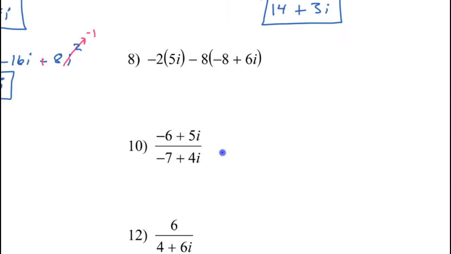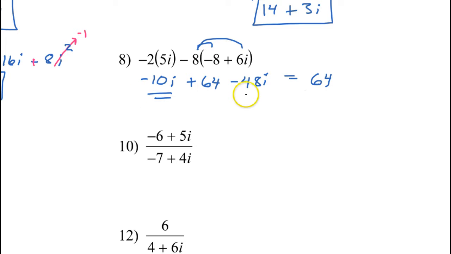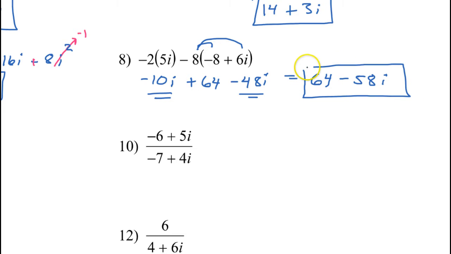Okay, for number 8, first I have negative 2 times 5i, so that's negative 10i. Okay, I need to do a little distributive property right here. So that's going to be positive 64. And then negative 48i. Now it's time to combine like terms. Well, 64 doesn't have a like term, so that's just going to be 64. But negative 10i and negative 48i, that's negative 58i. So that is going to be the answer to number 8.